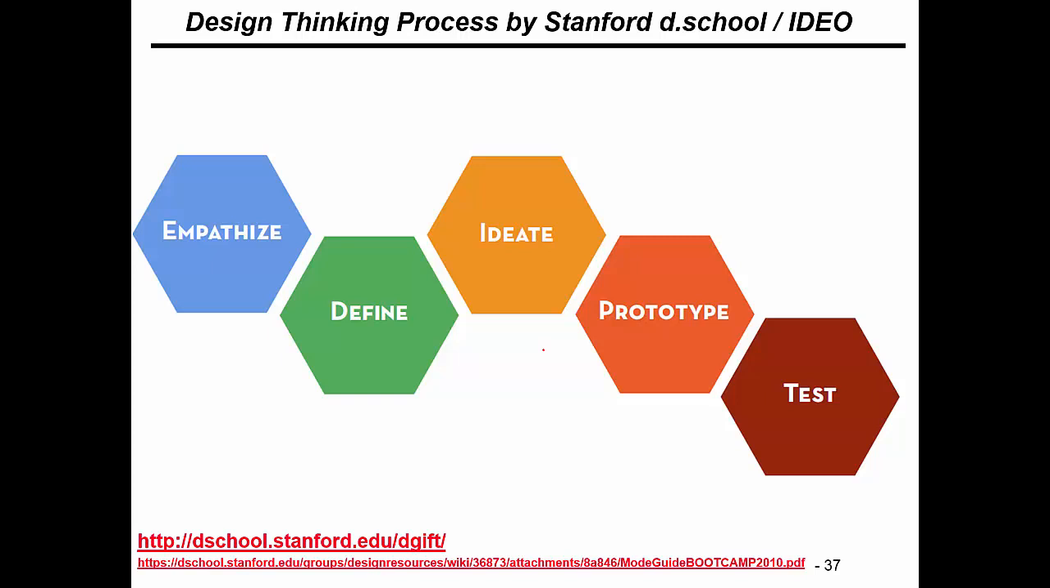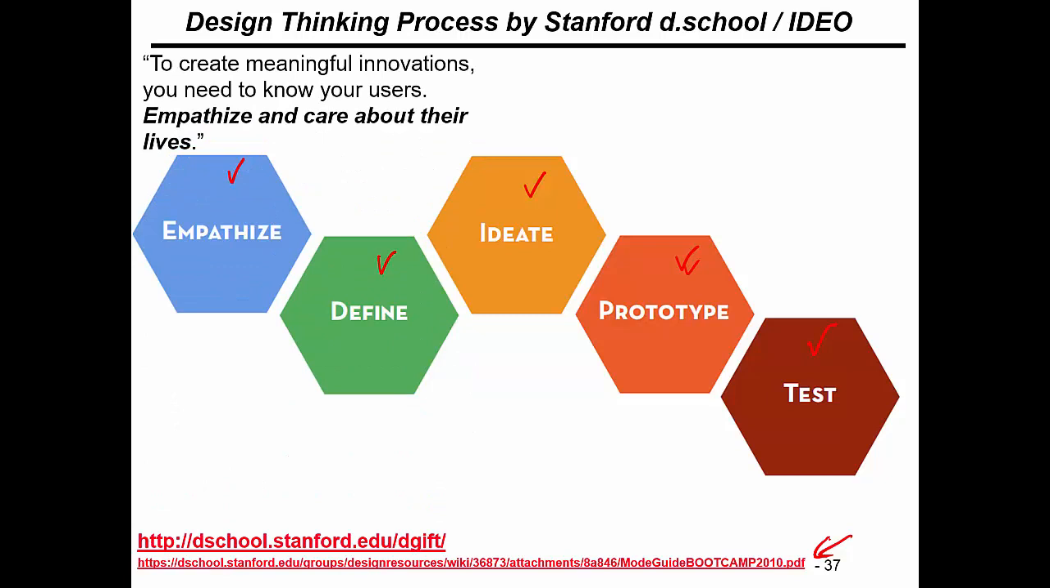Here is Stanford Design School's and IDEO's methodology for design thinking. It has 5 stages. The first one is empathize. Second is define, ideate, prototype. We use it as a verb, and then test. And you can visit the following document to understand the methodology better.